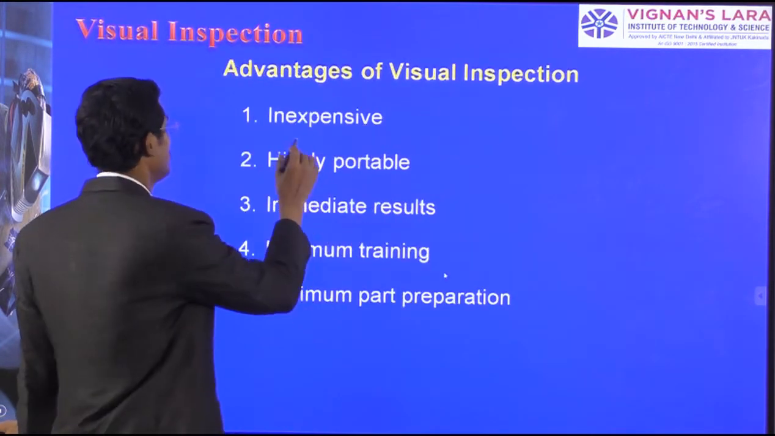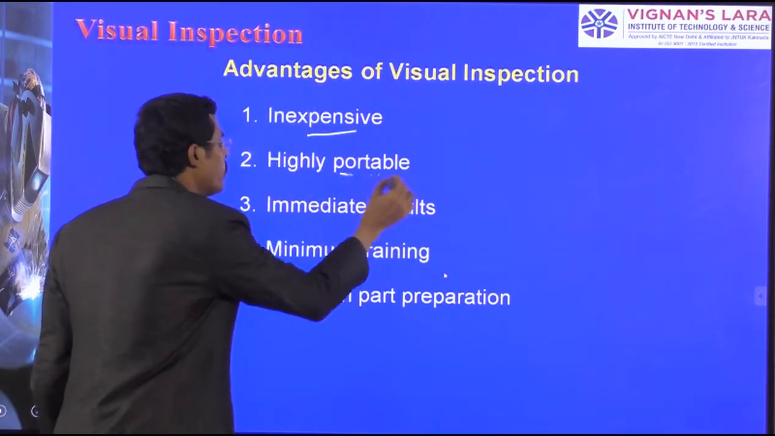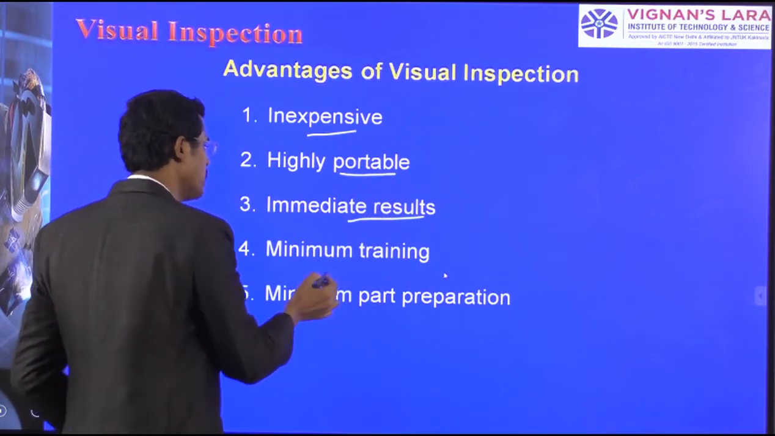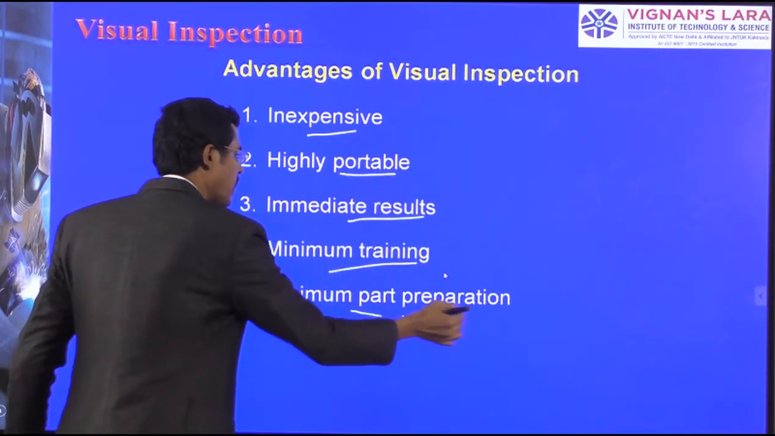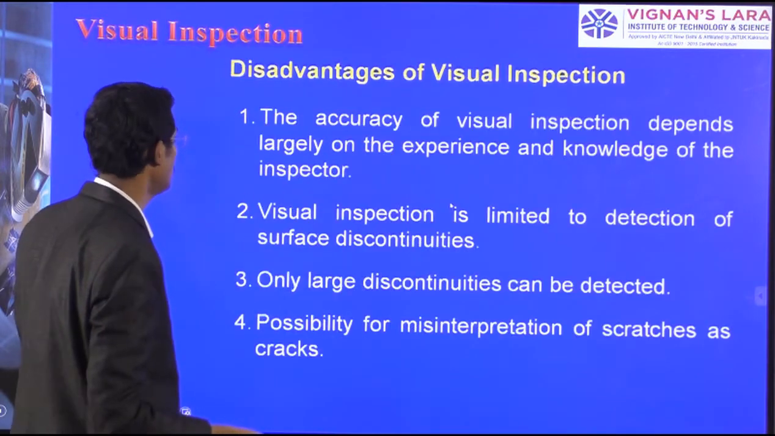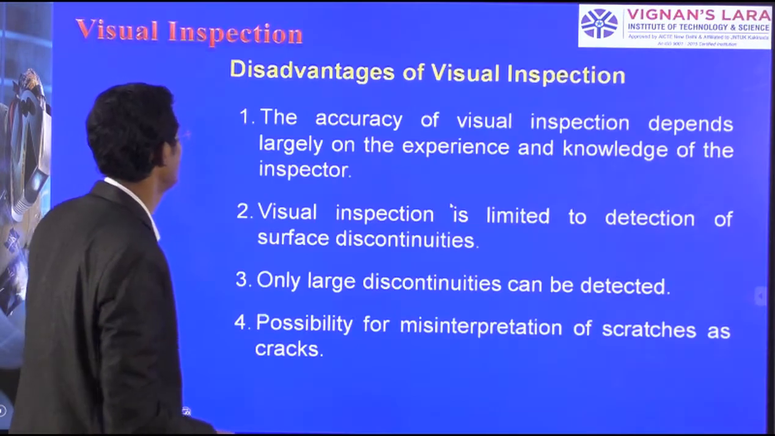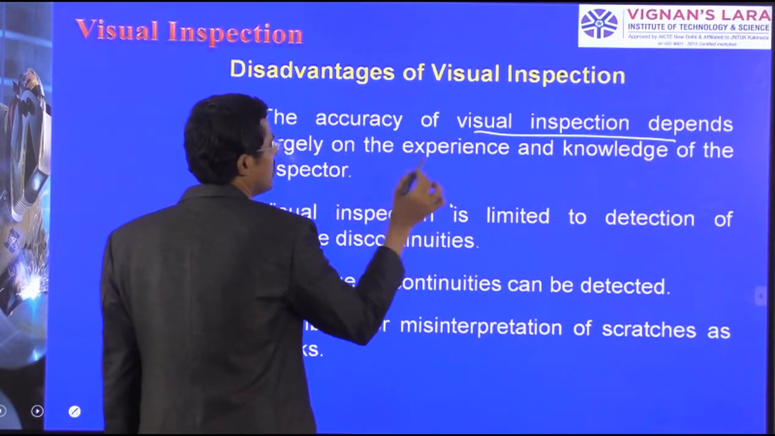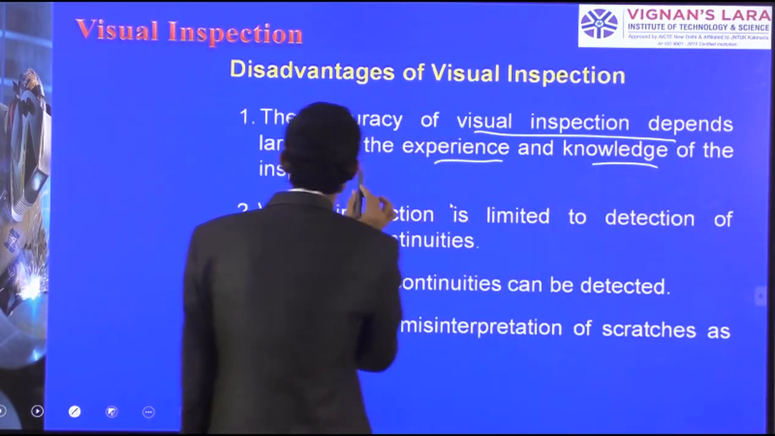The advantages are that it is inexpensive and highly portable. The cameras are highly portable. We get immediate results, minimum training is needed, and minimum part preparation is needed. So what are the disadvantages? The accuracy of visual inspection depends largely on the experience and knowledge of the inspector.